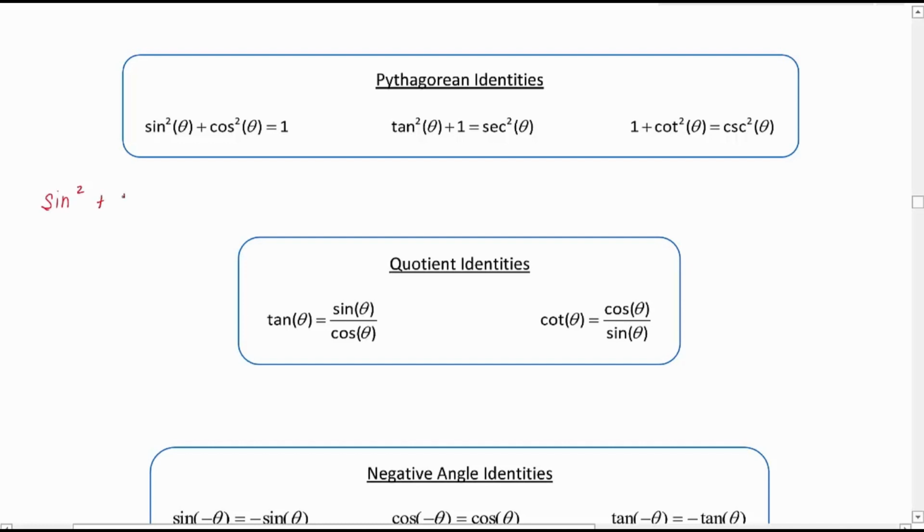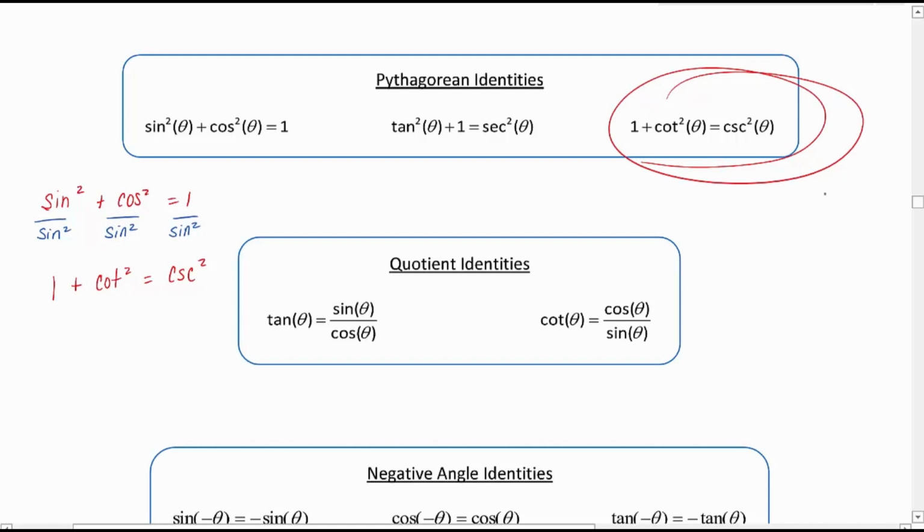So if we have sine squared plus cosine squared equals 1, if I go through and I divide each one of these terms by sine squared, which is a legal math move because I'm dividing both sides of the equation, all terms, this is going to simplify and give us 1 plus cosine over sine is cotangent, and then 1 over sine is cosecant. And that gives us the third of the Pythagorean identities.